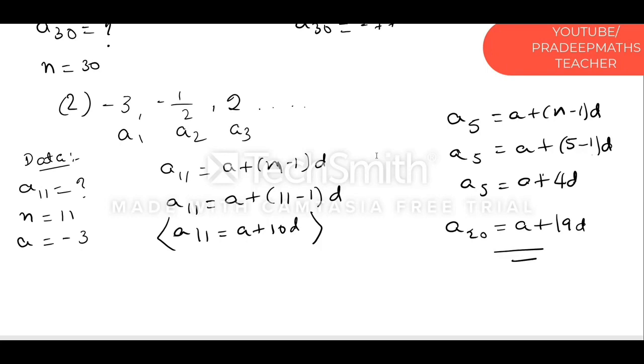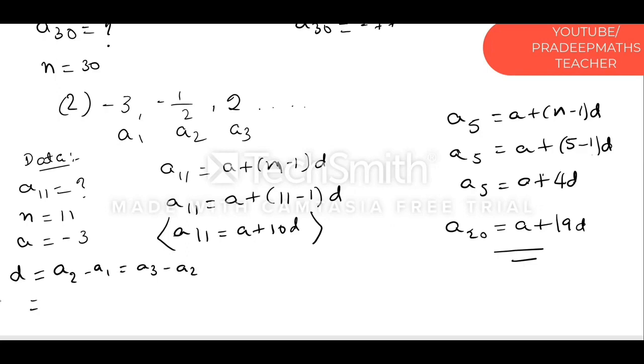Okay, now here you need to find the a11th term, so the formula will be a plus 10d. Here you got the value of a, nothing but minus 3. Now here d, you need to find the common difference. If you apply the values here, you will get the a11th term. So the common difference formula will be a2 minus a1 equals a3 minus a2, correct?